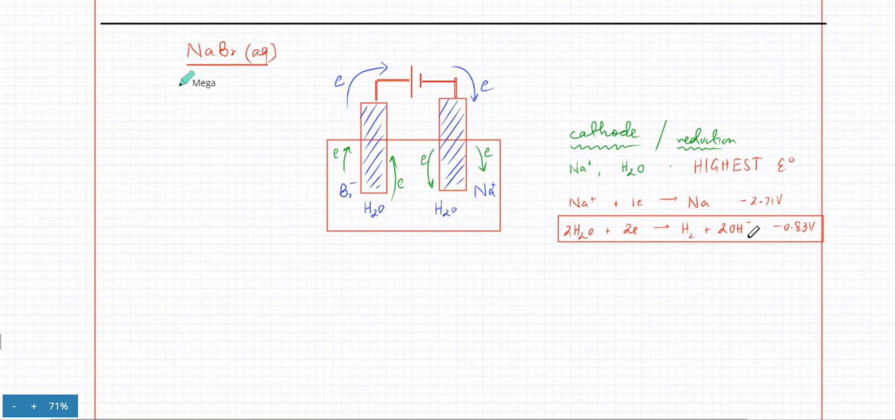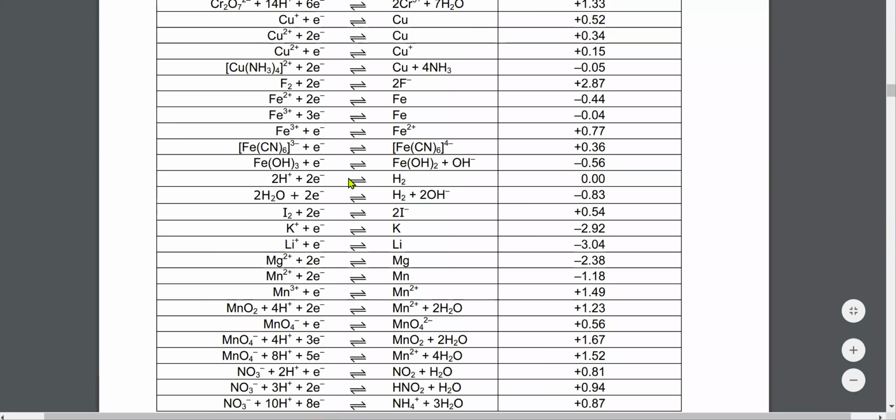And on the other side, at anode, you're going to have oxidation, loss of electrons. You have two substances, Br- or H2O. Someone out of these two would be the one. So it's either Br- or H2O. Out of these two, you need to figure out who loses electrons. So I'm going to look for equations where Br- and H2O lose electrons. So Br is in B.